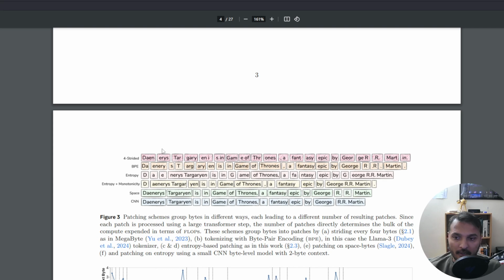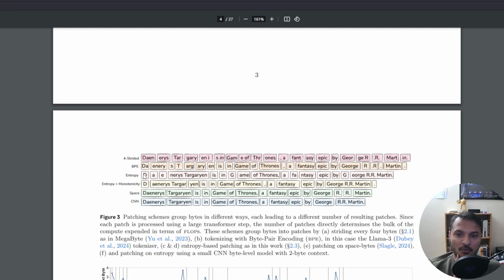Okay, so let's say you have a string here: Daenerys Targaryen is in Game of Thrones, a fantasy epic by George R.R. Martin. A way to break the text would be, hey, let's break it up whenever there are spaces. That's one way to do it. Another way is, I'll just take four tokens together, no matter what. That's another way to do it. Your BPE tokenizer, via its algorithm, breaks things down. It does a lot of combinations, but this is what you get. Or you can do entropy-based.